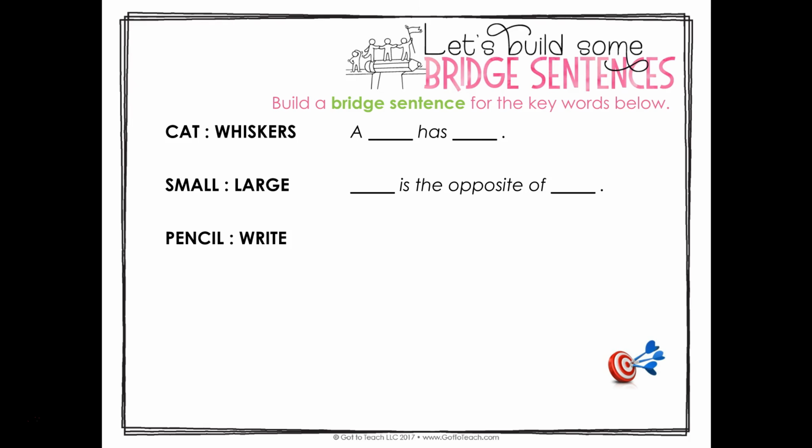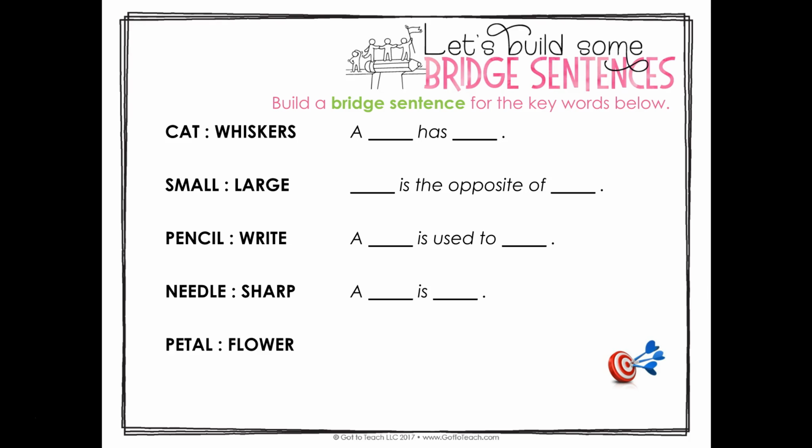Pencil is to write. The bridge sentence would be a blank is used to blank. Take a moment to complete the bridge sentence on your paper. Needle is to sharp. The bridge sentence would be a blank is blank. Make sure you complete the bridge sentence on your sheet. Petal is to flower. A blank is part of a blank. Again, complete the bridge sentence on your paper.